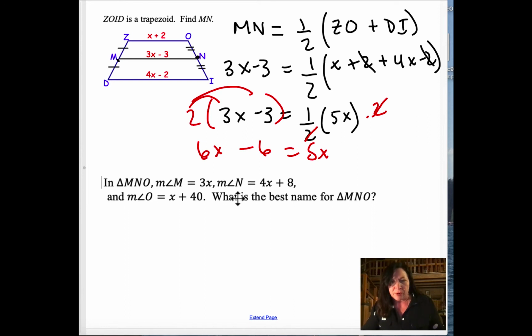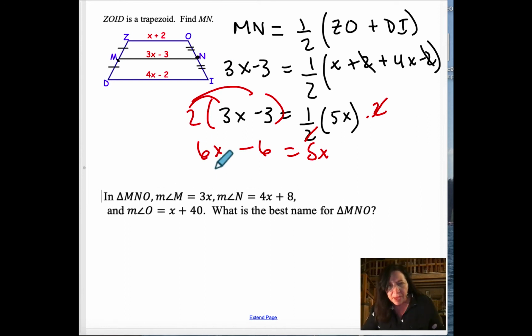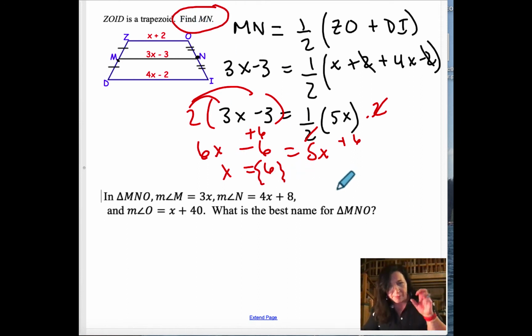Move everything over. I'm going to move this down a little bit so I can finish my problem. Subtract 5x, I get x. Add 6 to both sides, I get equals 6. x equals 6. What do they want to know? They want to know mn. Because x is 6, that is my solution.